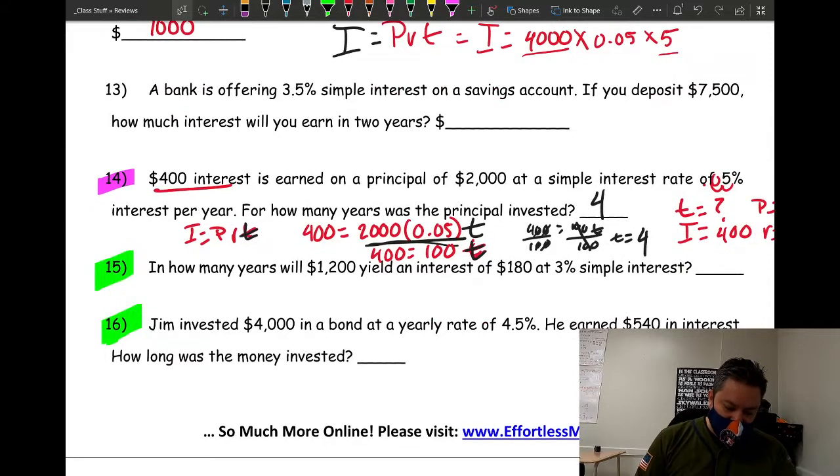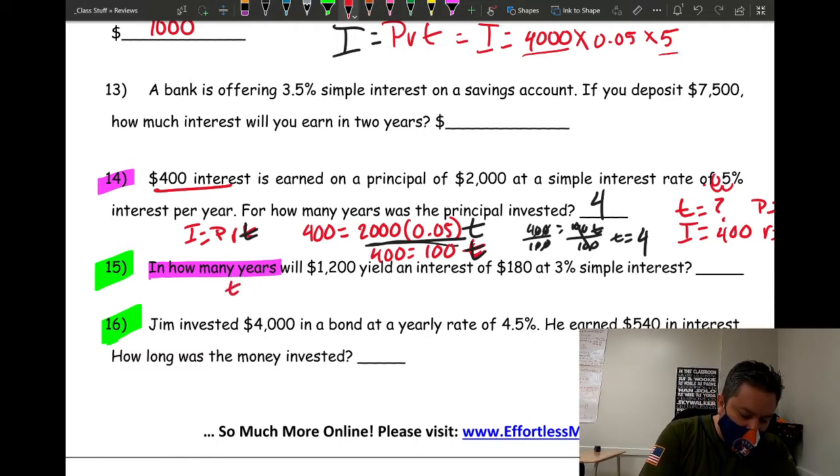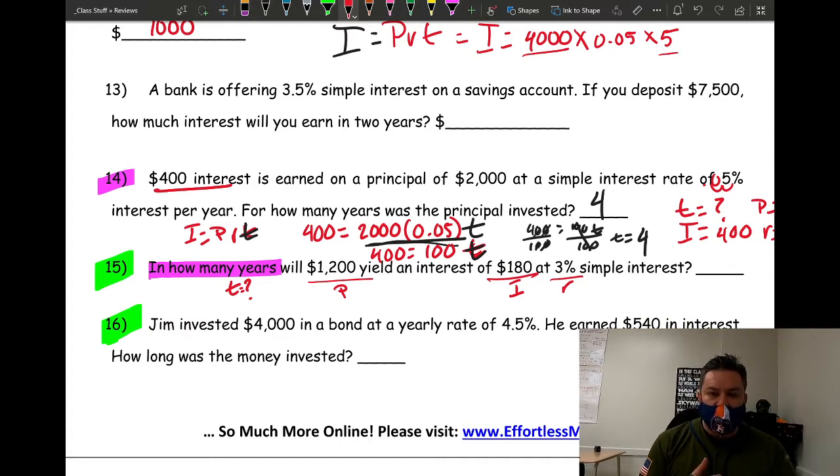Number 15. How many years? Now look at this. We are looking for how many years? We are looking for the time. Will $1,200 yield an interest of $180 at 3% interest rate? So I have my principal, I have my interest, and I have my rate. So I'm gonna have to work this one backwards, okay? We're gonna have to work this one backwards.